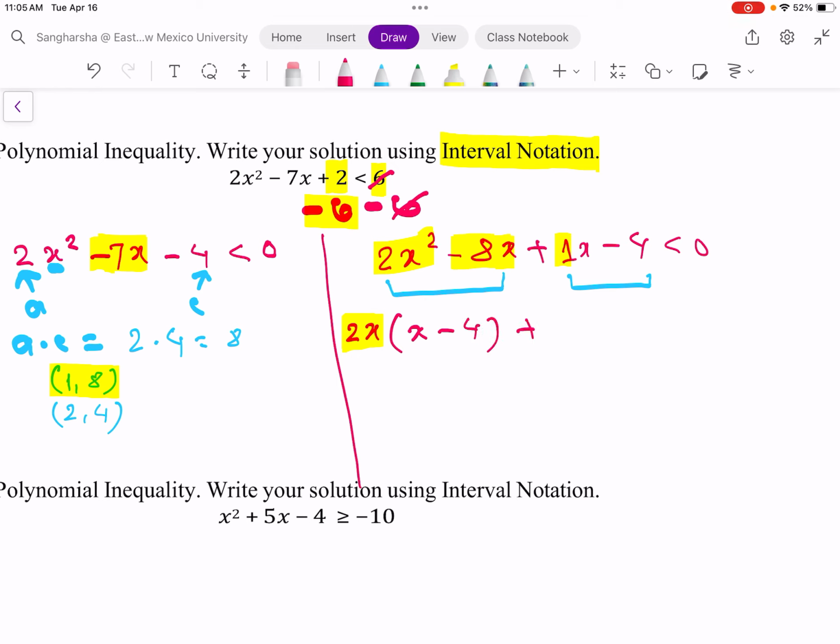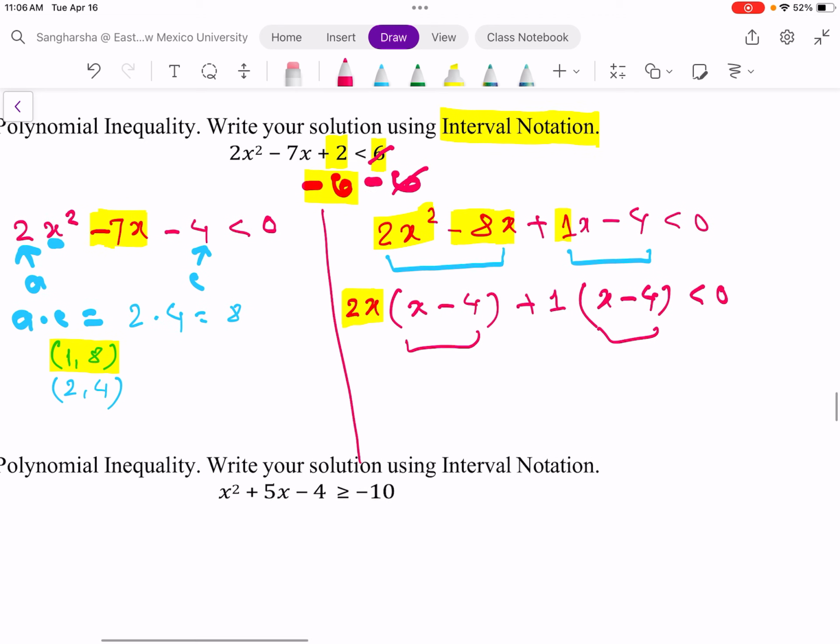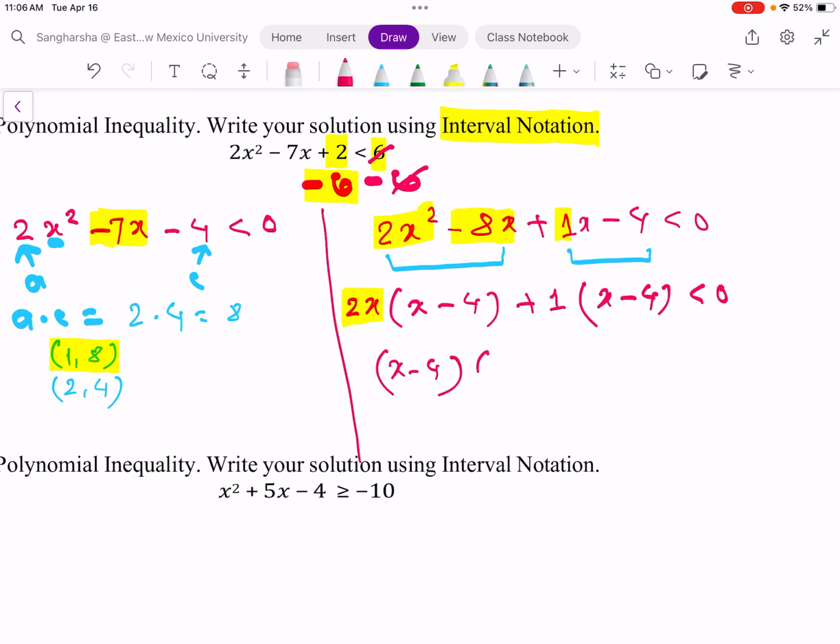Okay, plus in the last 2 terms we can factor out 1. So we have 1 as a common factor. If you factor out 1 from 1x, we have x. If you factor out 1 from -4, we have -4, and less than 0. So this is common. So let's factor out x minus 4. Okay, so our x minus 4 is a common factor, and the remaining is 2x plus 1, less than 0.